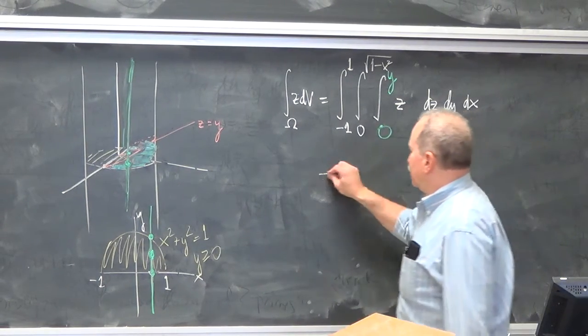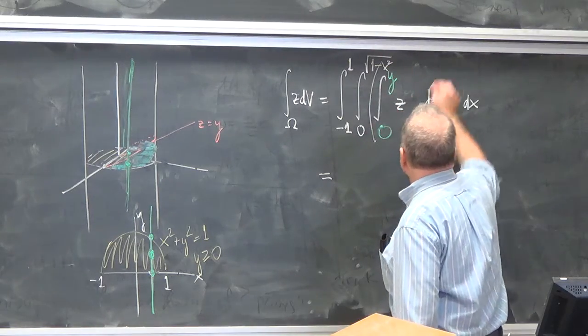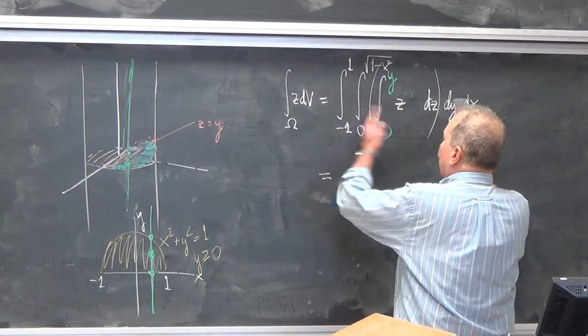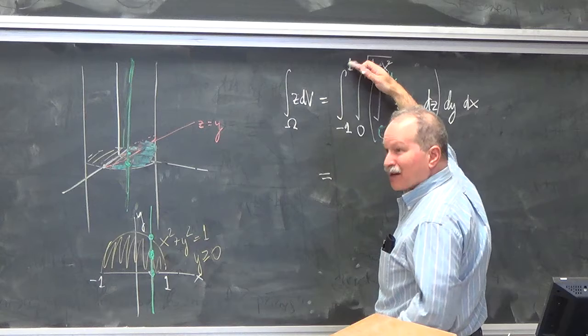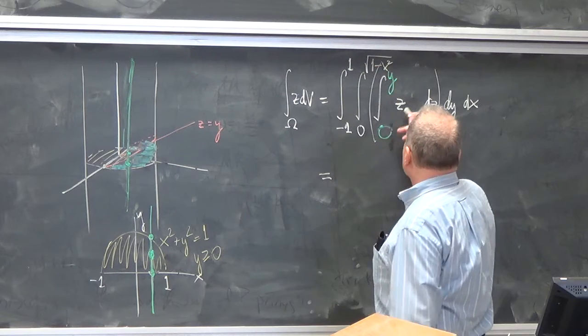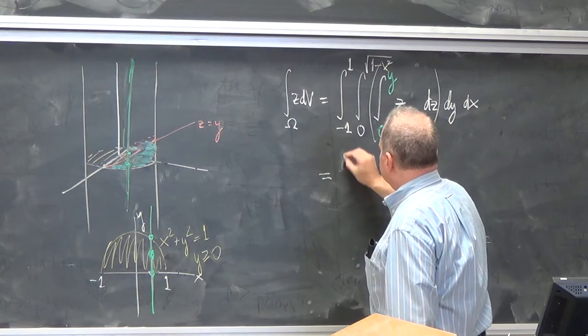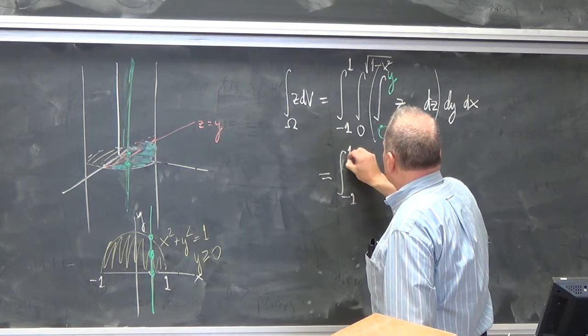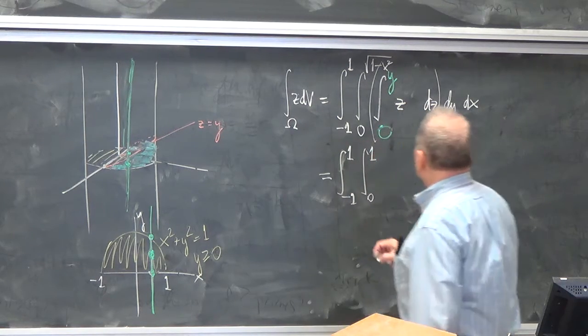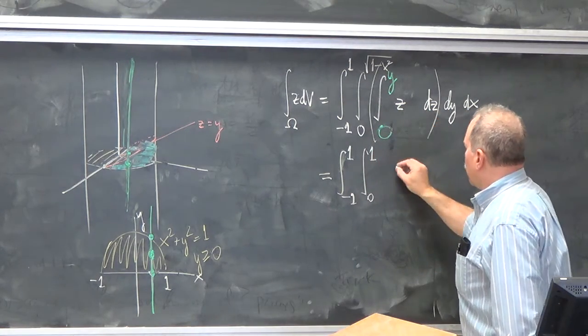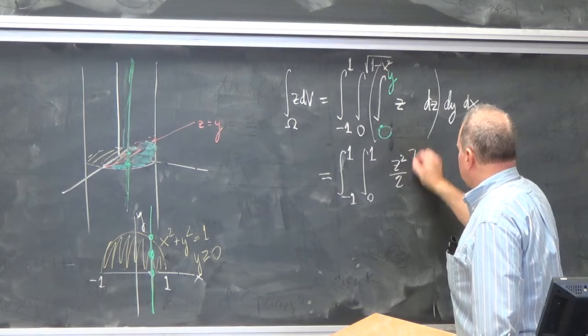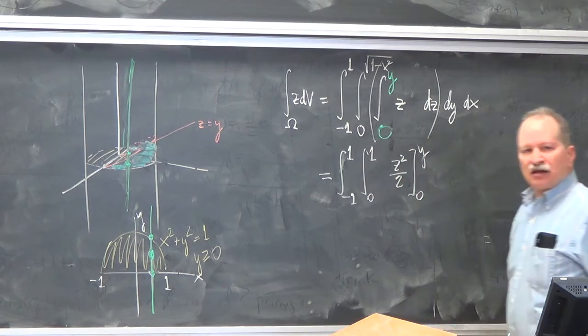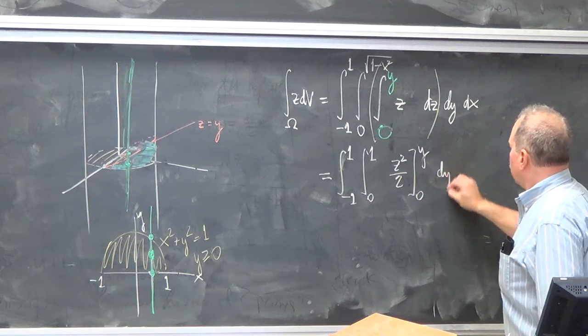All right, so again, we work our way from the outside in when we're figuring out the limits, but for integrating, we start on the inside, of course. What's the integral of z dz? z squared over 2. So when you do z squared over 2, from 0 to y, you're going to get y squared over 2.